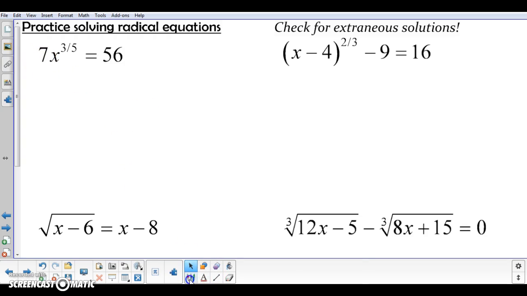To solve for x, I need to do those things in reverse order and use the inverse. So instead of multiplying by 7, let's do the inverse and divide by 7. So I get x to the 3/5 is now equal to 8.